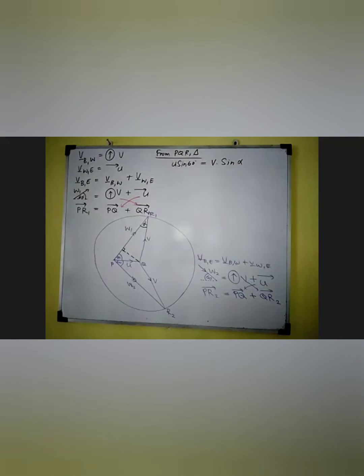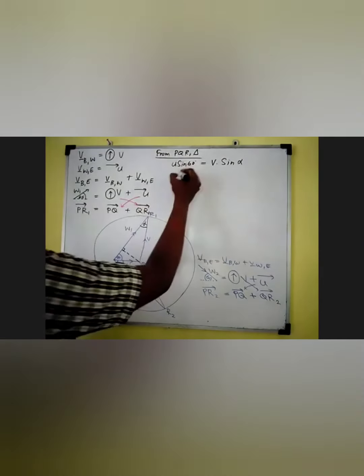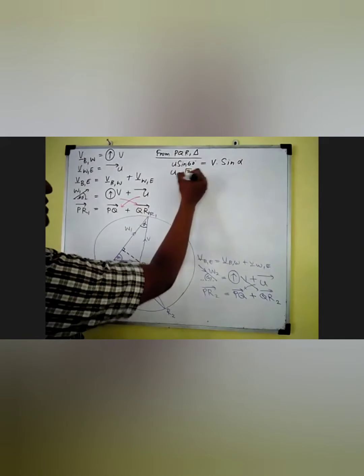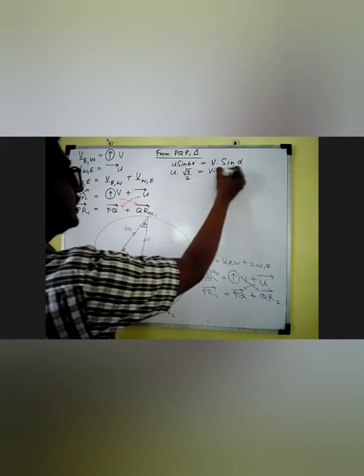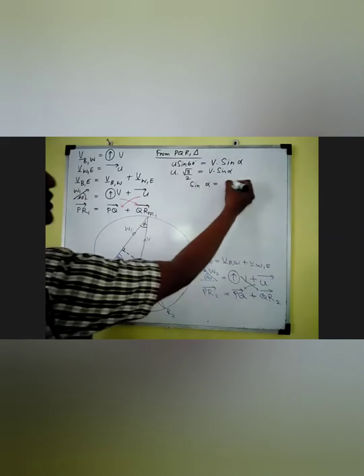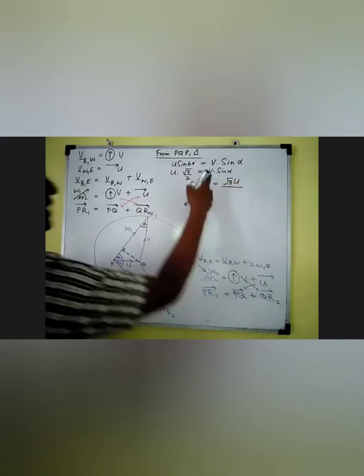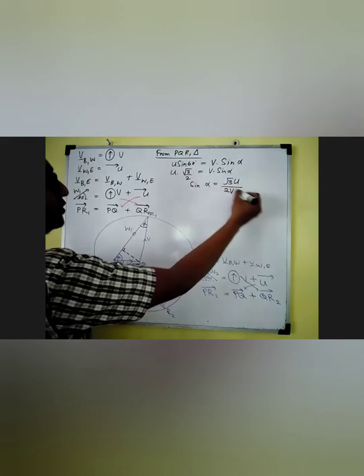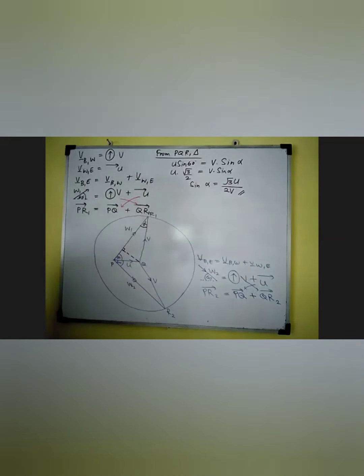I hope you know basics in mechanics, resolving parts. So u sin 60 is root 3 over 2 v sin alpha. Now I can take sin alpha. That is root 3u divided by 2v. So this is my variable alpha.